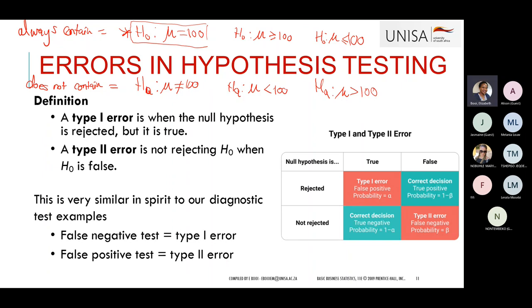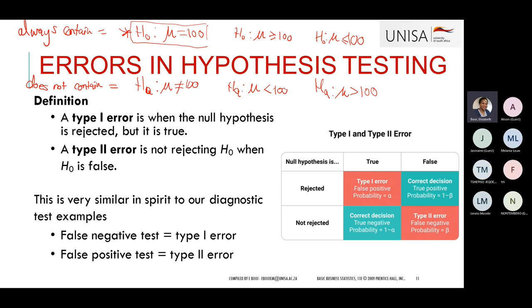Now, here is the scenario. Let's assume that the researcher wants to prove that the mean is less than 100. So this is what the researcher wants to prove.